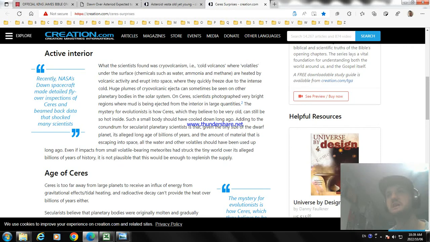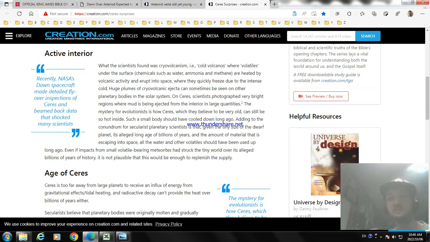On Ceres, scientists photographed very bright regions where mud is being ejected in large quantities. Now, the mystery for evolutionists is how Ceres, which they believe to be very old, can still be so hot inside. The small body should have cooled down long ago, given the tiny size of the dwarf planet. So it was a long age of billions of years.